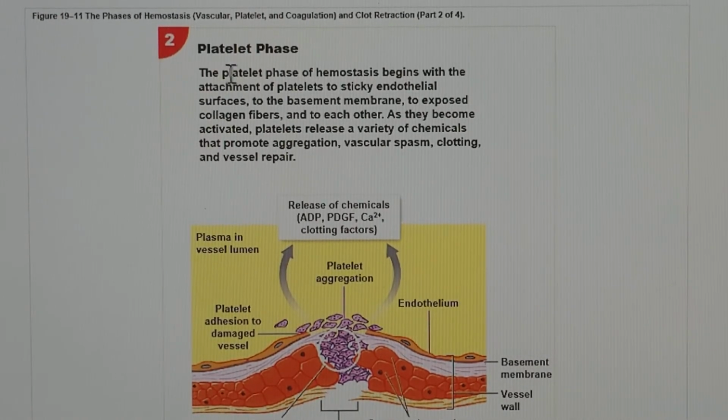As indicated, the platelet phase of hemostasis begins with the attachment of platelets to sticky endothelial surfaces, to the basement membrane, to exposed collagen fibers, and to each other. As they become activated, platelets release a variety of chemicals, as we've discussed, that promote aggregation, vascular spasm, clotting, and vessel repair.